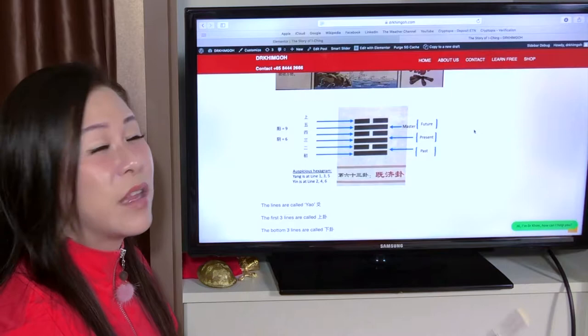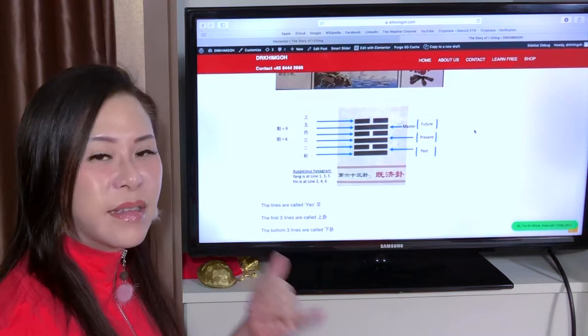So can you have line 7, line 8, line 9? Cannot be, because a hexagram only has 6 lines. And when you toss the coin, you toss it 6 times.